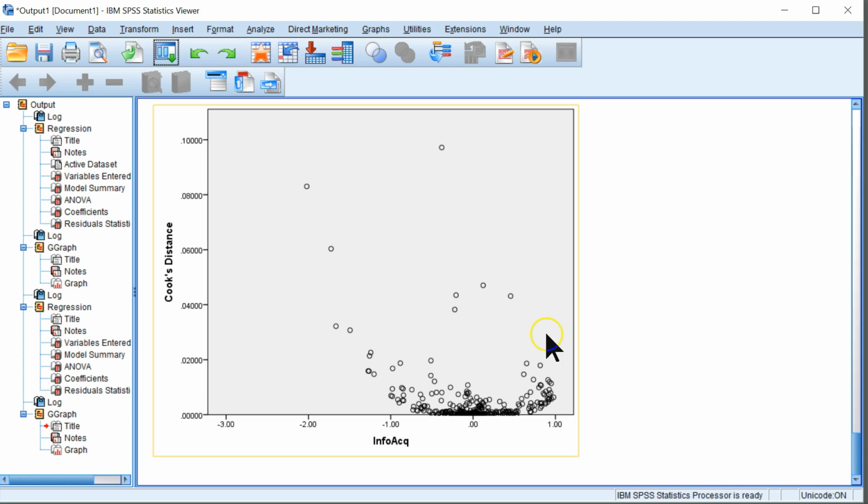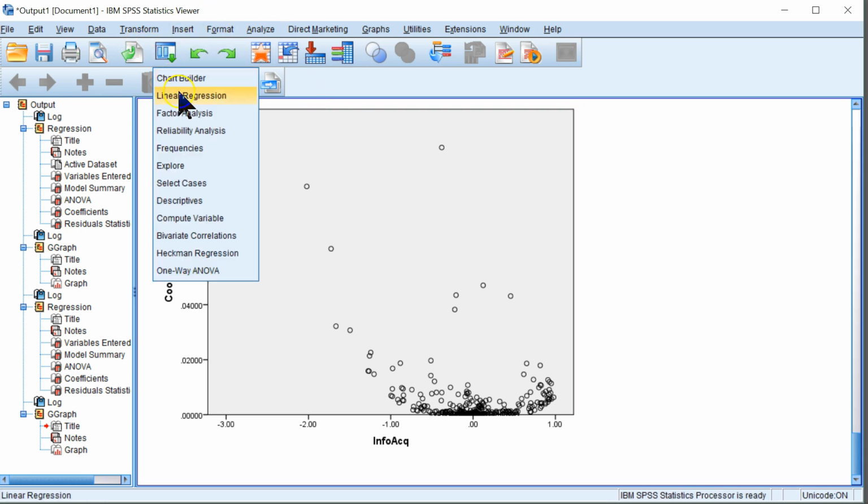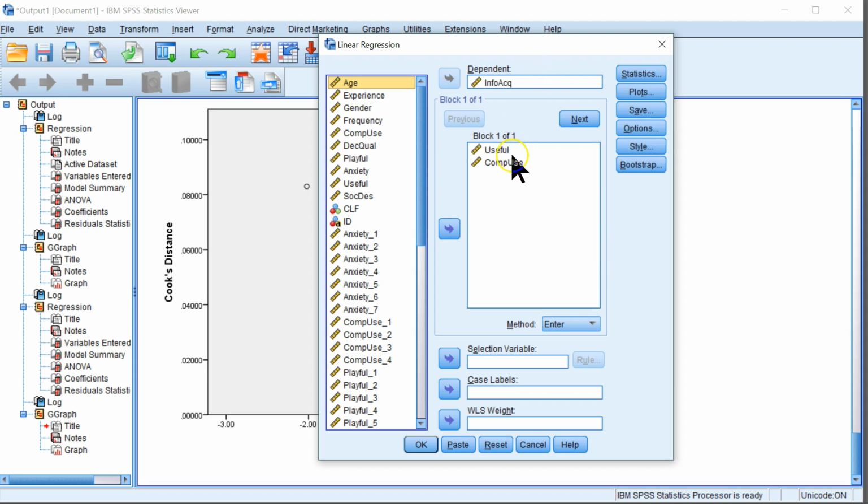Multicollinearity, I'm gonna go look at that real quick. That would be, again, regression. If you go do linear regression, let's use information acquisition, and let's use just all of the predicting variables right now. Let me get all of them in here.